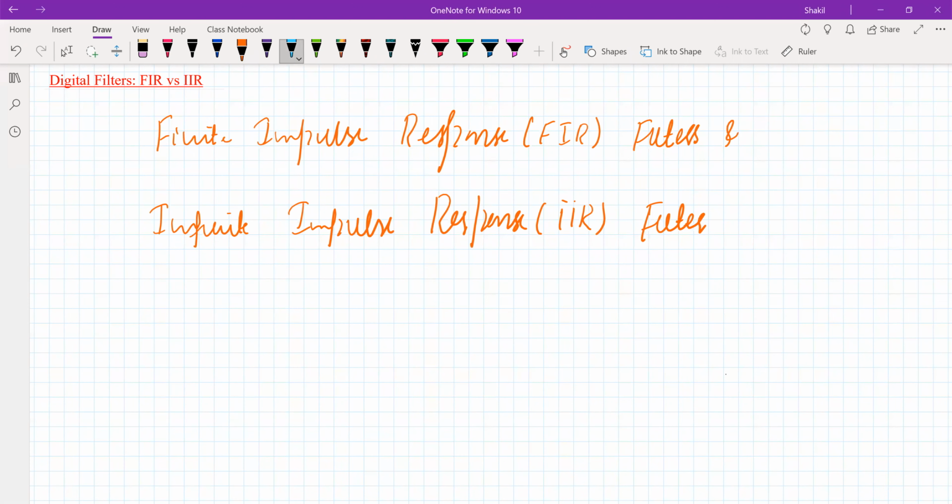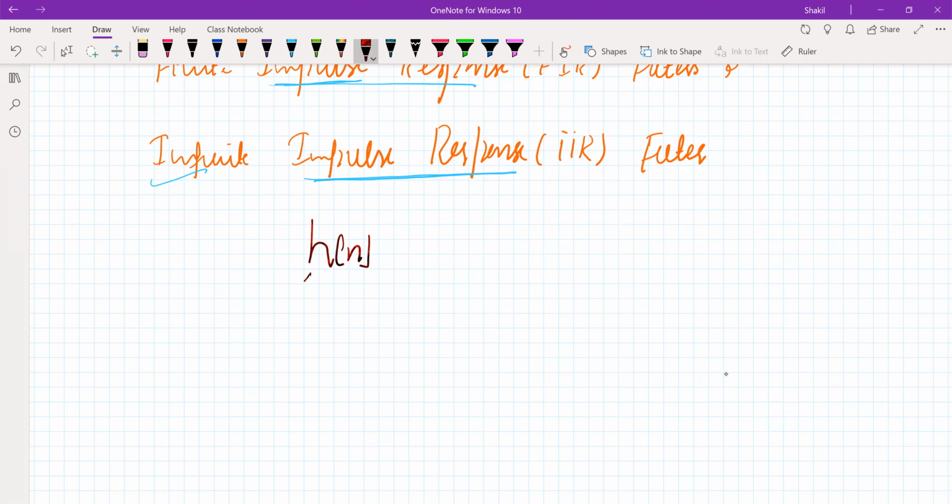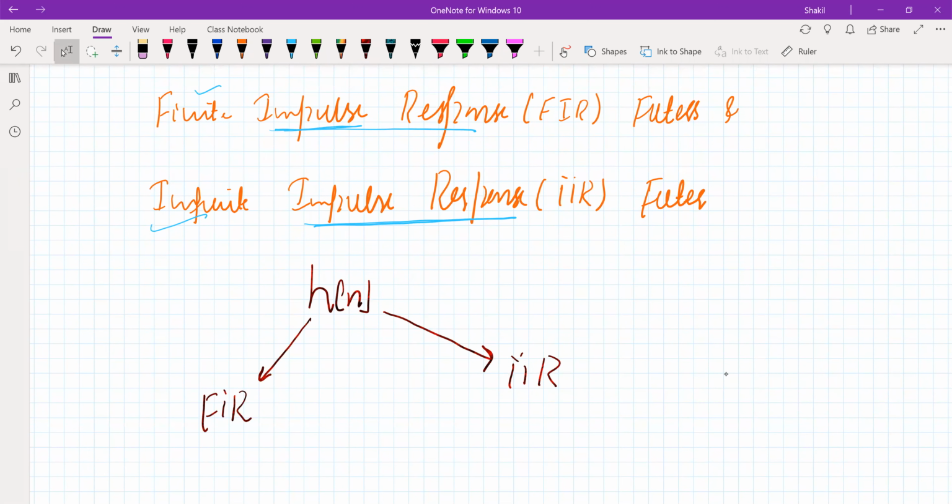So, as the name suggests, the terminology comes from the duration of the impulse response. Here the duration of the impulse response is finite. Here the duration of the impulse response is infinite, very simple. So based on the duration of the impulse response of the system, we can classify that system as either FIR or IIR filters, right? All right, so there are two classes of digital filters or digital systems: IIR systems or IIR filters, and FIR filters.